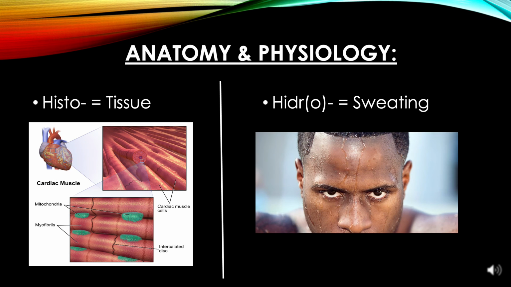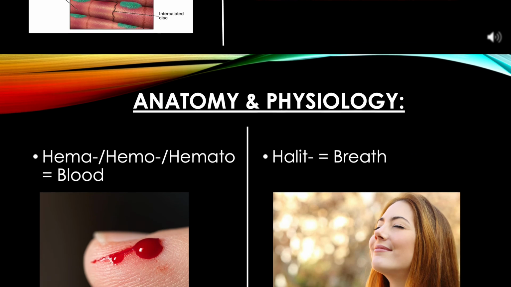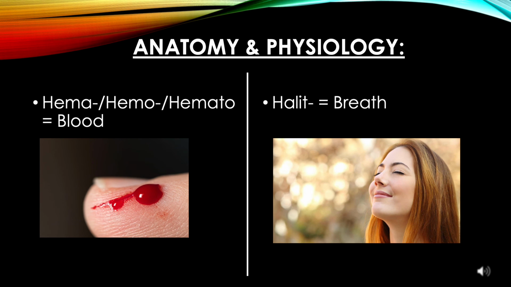Next two examples of modifiers are related to anatomy and physiology. First example is histo, which means tissue. In the diagram given below, cardiac muscle tissues are shown. Next example is hidro, means sweating. Next two examples of modifiers are related to anatomy and physiology. Hema or hemo or hemato means blood, and halit means breath.